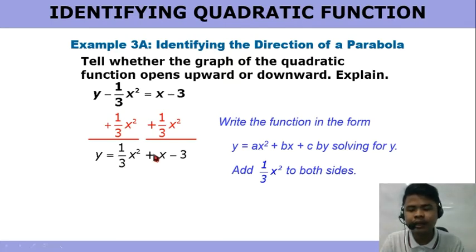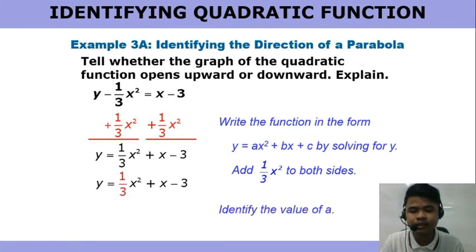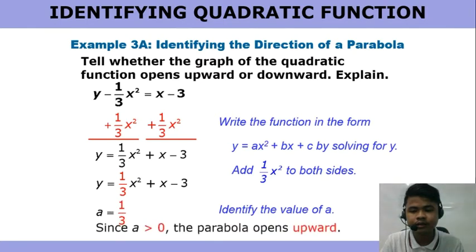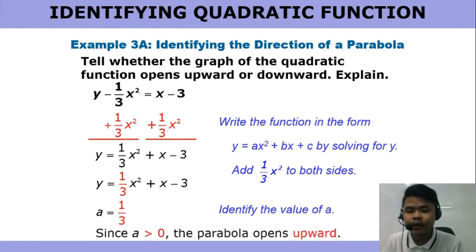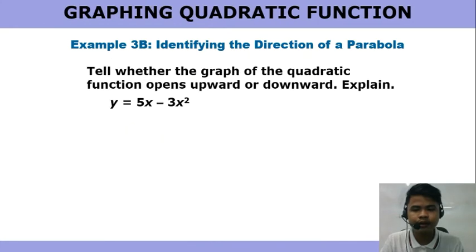Ang ating titingnan lang is the value of a. Ang a dito is 1/3. Kapag ang a is positive, it opens upward. And kapag ang a is negative, the parabola opens downward. Is 1/3 negative or positive? Okay, it is positive, so it opens upward kasi ang a is 1/3 and it is positive.